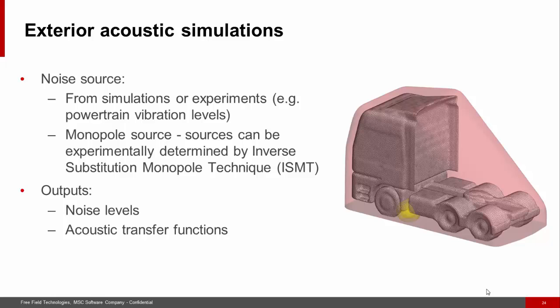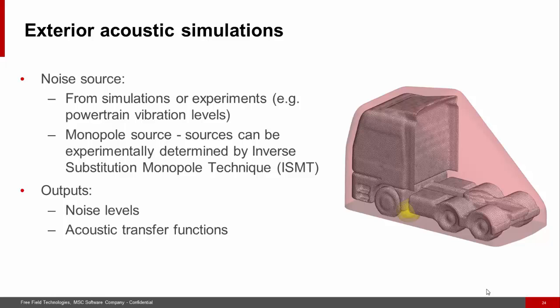When we perform pulse binary computation, we need to specify the source. We have two ways to do it, either from a simulation or experiments. When they concern the vibration level of a structure, for example, we can perform the analysis of the radiation of a powertrain in Actran and import it, or perform experiments to get the vibration level on the powertrain and then import them.